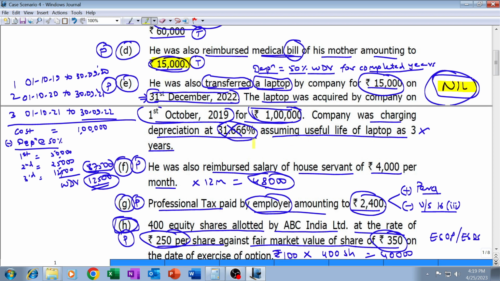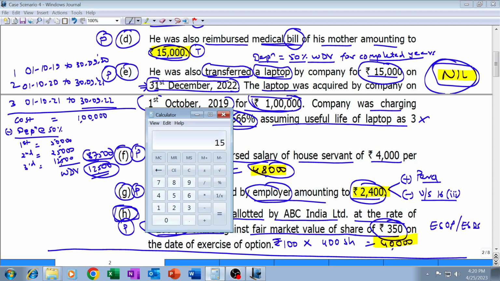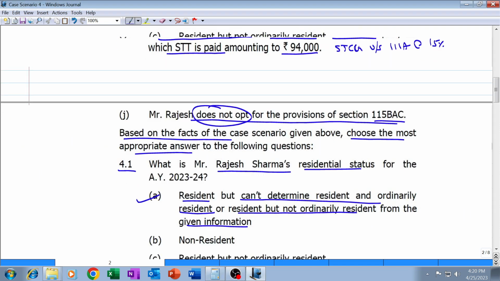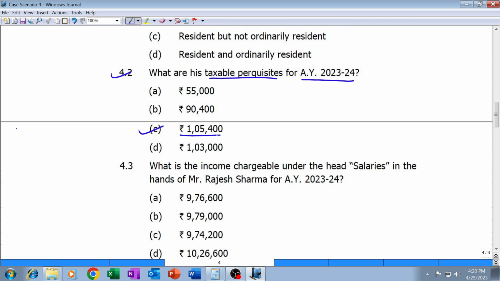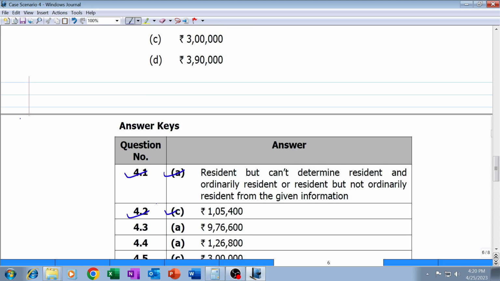15,000, nil, 48,000, 2,400 and 40,000. Okay, let's take the total. Only these are the perquisites, rest all is either allowance or basic salary. So 15 plus nil plus 48,000 plus 2,400 plus 48,000 plus 2,400 plus 40,000, 105,400. Taxable value will be 105,400. C is the answer. Let's check the institute's answer. The institute's answer is also C, 105,400.